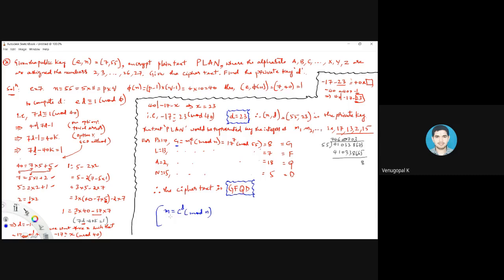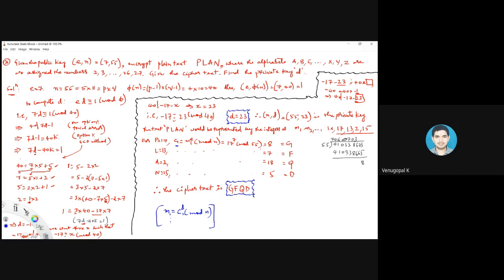So for each one you will be taking, for M1 you take cipher 1, that is you take 8. For M2 you take C2, that is 7, and so on. Okay. That if they ask, you should know. That's why I'm just mentioning. So that's how you'll have questions on RSA public key.